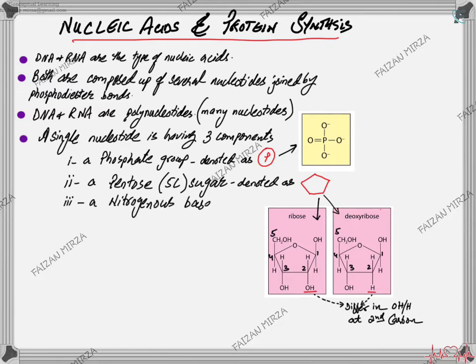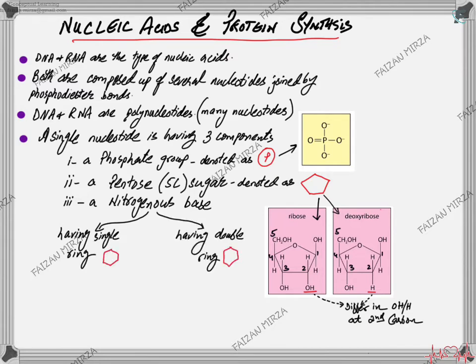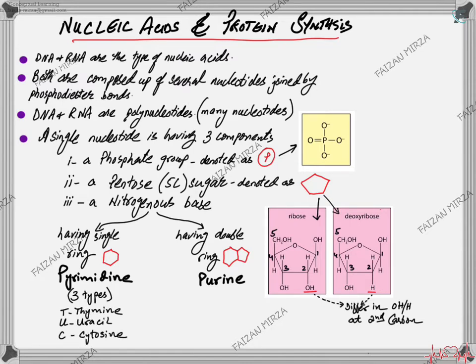And then there is a nitrogenous base or an organic base, and this can either have a single ring or a double ring structure. This is a single ring organic nitrogenous base. This is a double ring organic nitrogenous base. The double ring ones are called purines. The single ring ones are called pyrimidines. The further types of these are thymine, uracil, and cytosine for pyrimidines, and guanine and adenine for purines. We abbreviate or symbolize these with a capital letter: capital T, capital U, capital C, capital A, or capital G, respectively. So this is how a nucleotide actually looks.